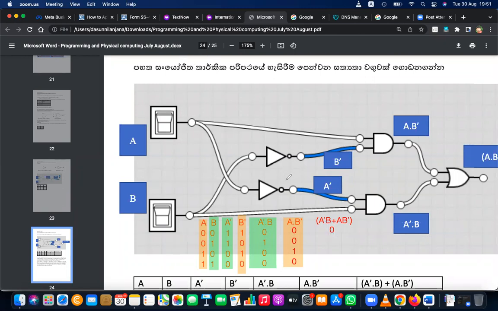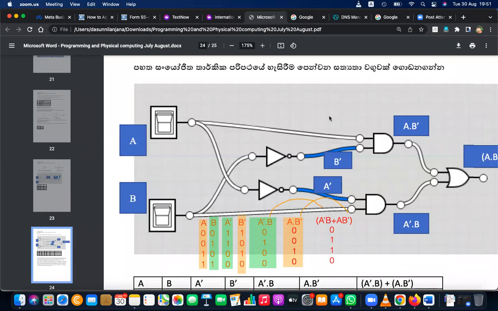I'm going to consider this one and this one. So if both are zero, the output is zero. Here it is one because this one is one. The next one, this is one because this one is one. The last one is zero. Okay, this is how you get the answer for that question. Understood?